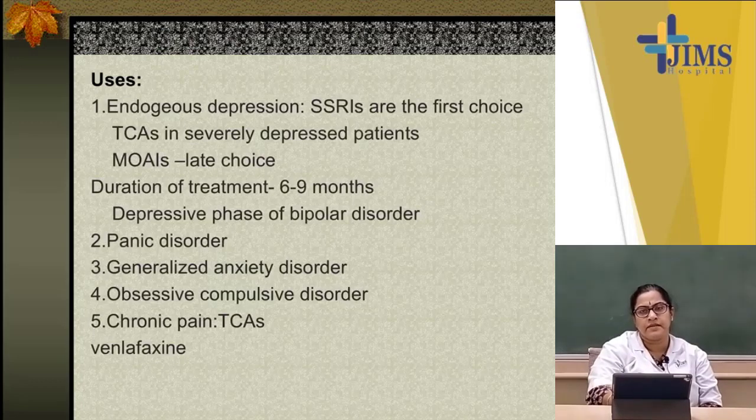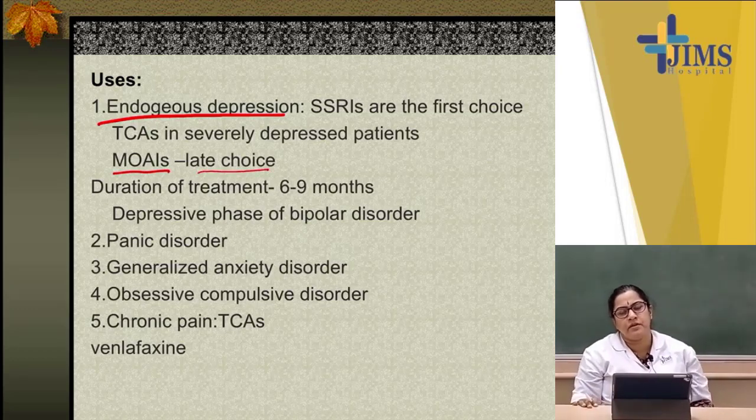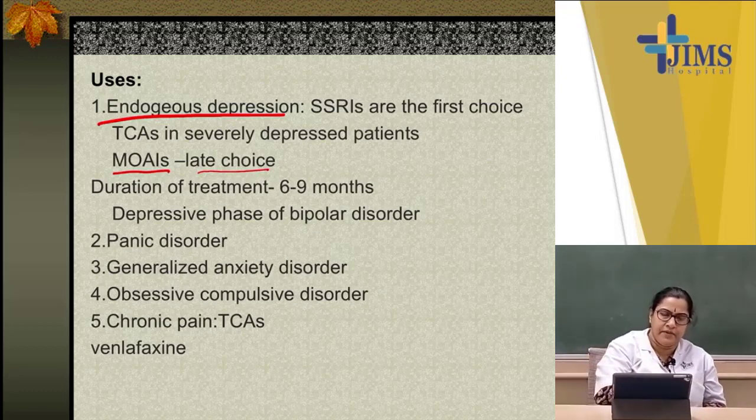What are the uses of these drugs? Number one is the endogenous depression. So SSRIs are the first choice of drugs for the endogenous depression, tricyclic antidepressants are used especially in the severely depressed patient, and MAO inhibitors are the late choice. Duration of the treatment is 6 to 9 months.